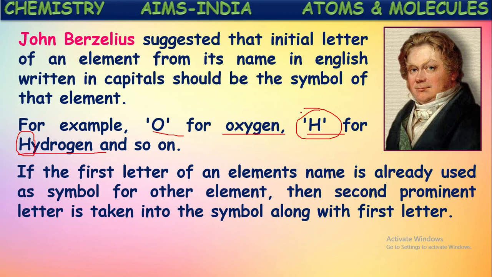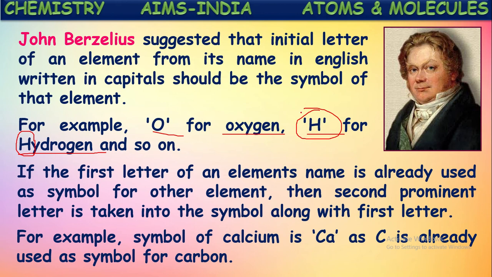So its symbol should actually be H. But this H is already taken as the symbol for the element hydrogen. So for helium, along with the first letter H, the second prominent letter E is also taken into its symbol. Now the symbol of helium becomes He. Got it?